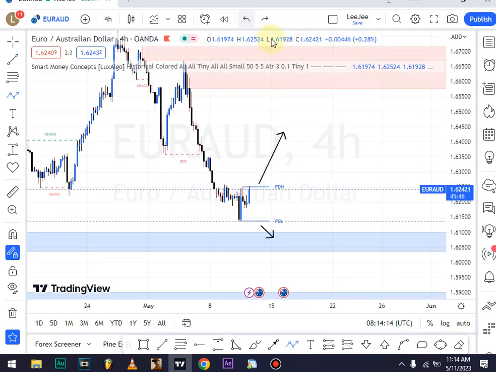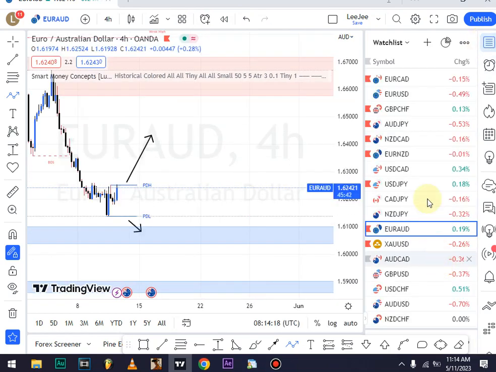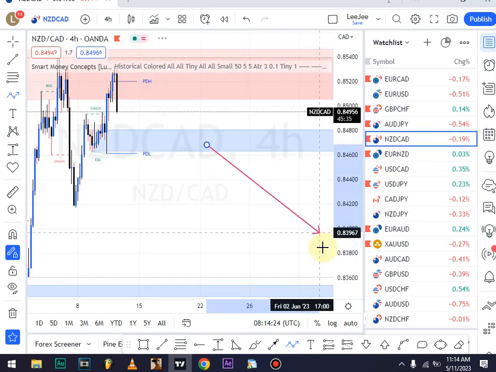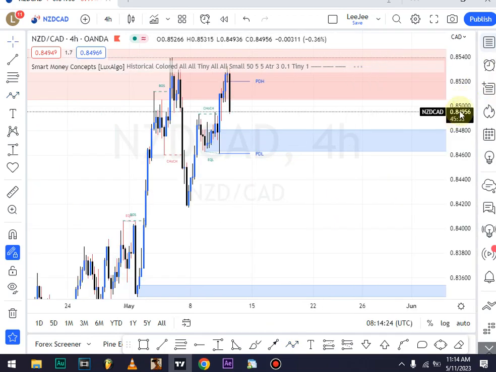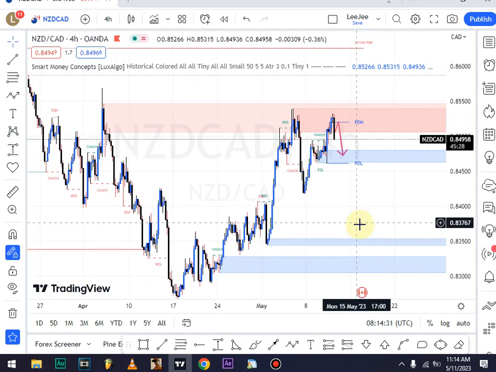That is Euro AUD. I also had NZD card, but then I'm still waiting for a pullback to the upper side before taking that sell entry. All right. Okay, this was up. Oh, come on, man. So this was up, gang.